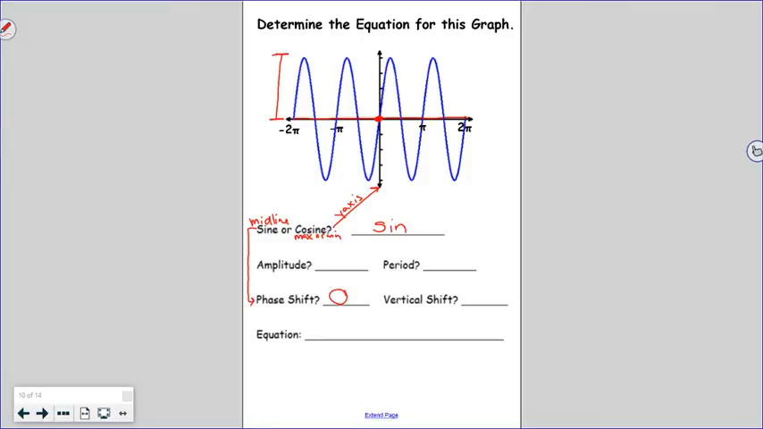Find a max or a min and just count how far that is. Our midline happens to be at 0. Moving up to my maximum would be a distance of 4. So we would have an amplitude of 4. I'm going to talk about the vertical shift next because that's also the easier part. Where is your midline? 0, right? The location of the midline is your vertical shift.